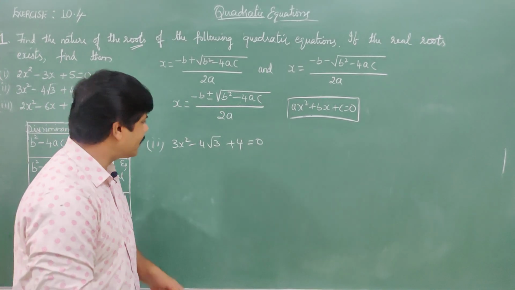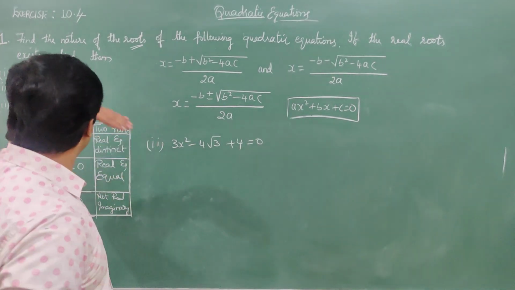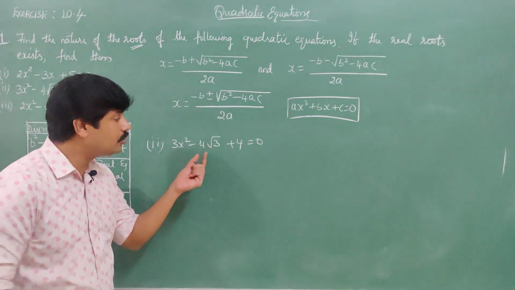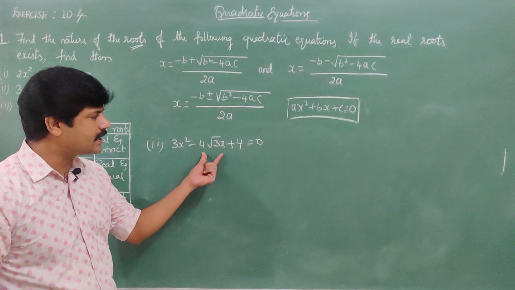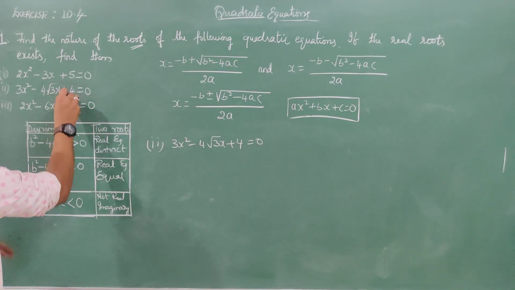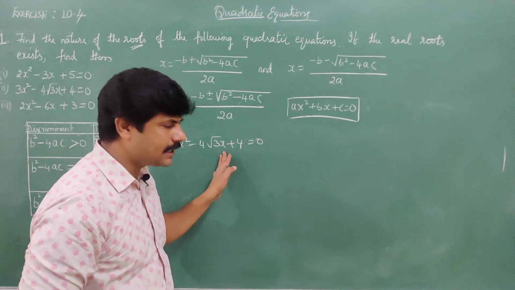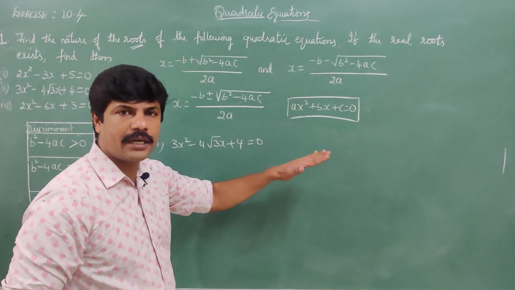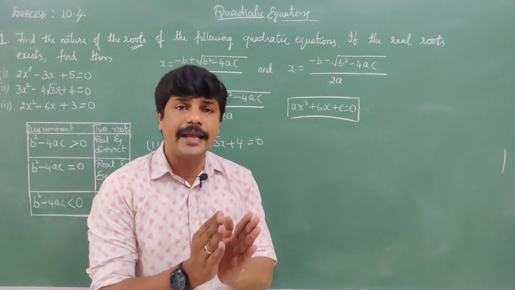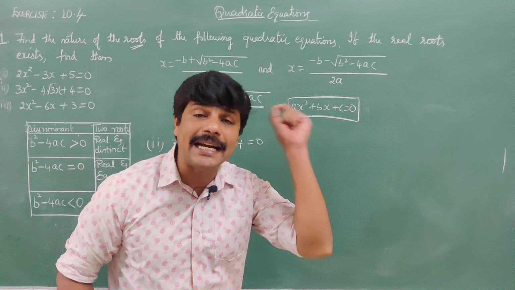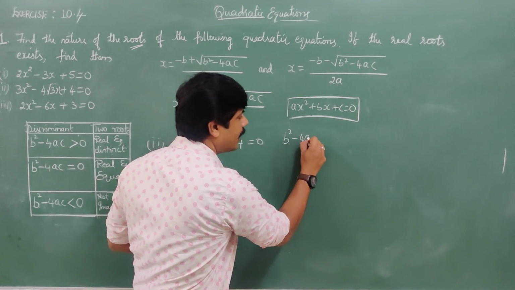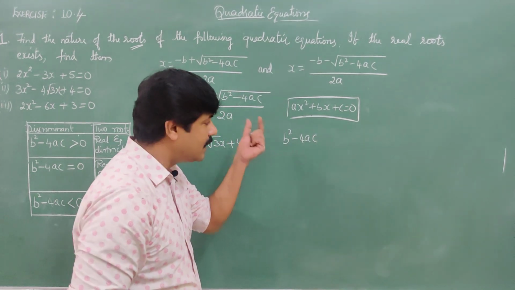Now we'll find the nature of roots of the second question, which is 3x square minus 4 root 3 x plus 4 equals 0. Once again, 3x square minus 4 root 3 x plus 4 is equal to 0. Understand? Now, what do we need to find? We need to find the nature of the roots. How? By using the discriminant. What is the discriminant? b square minus 4ac.